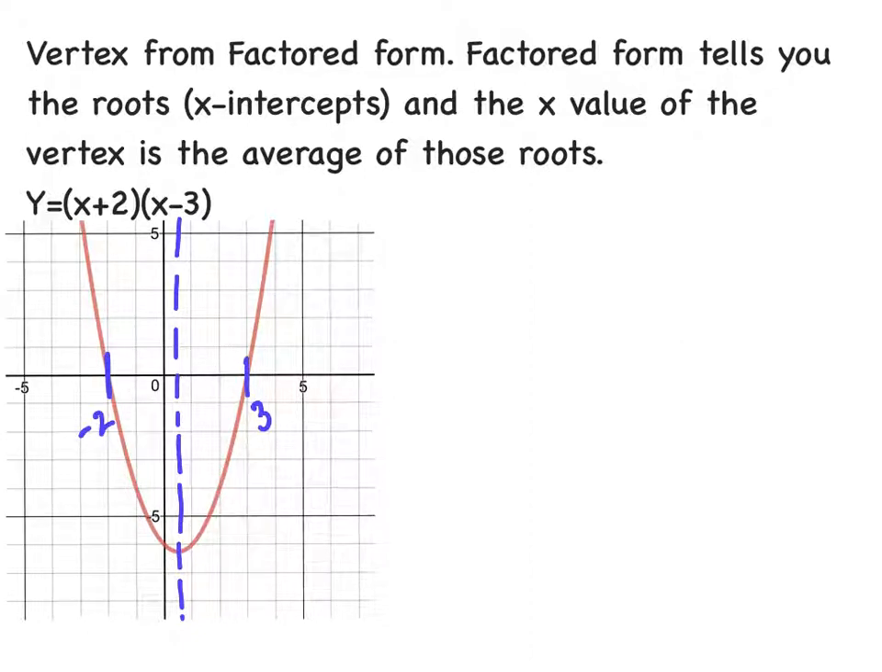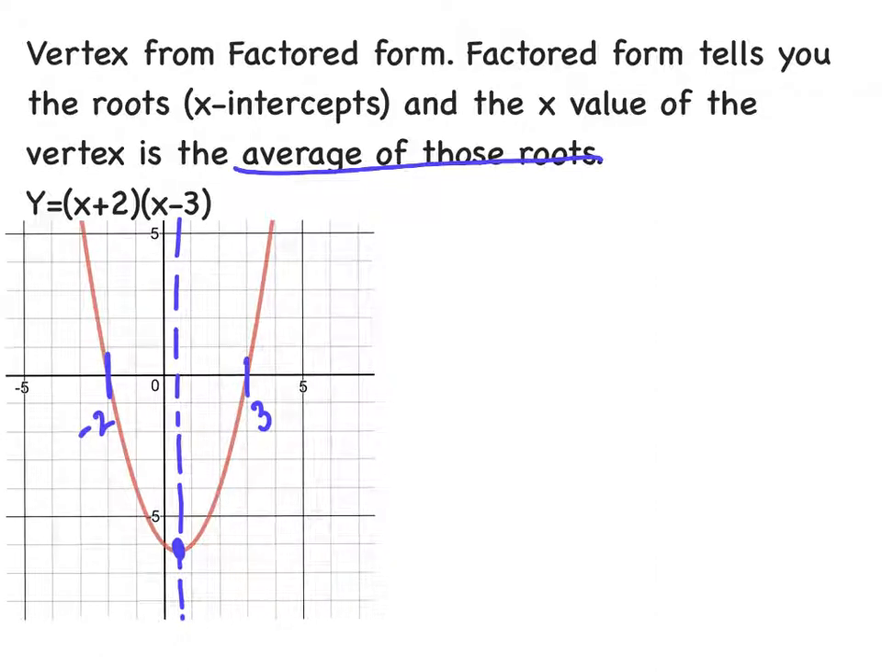So to find what x equals right here, I need to know what this value is. And on this particular graph, you can probably guess that it's 1/2, but I do want you to be able to find that mathematically. So what we're going to do is average those roots. Roots and x-intercepts are used interchangeably. So if you hear me go both ways, that's the same thing.